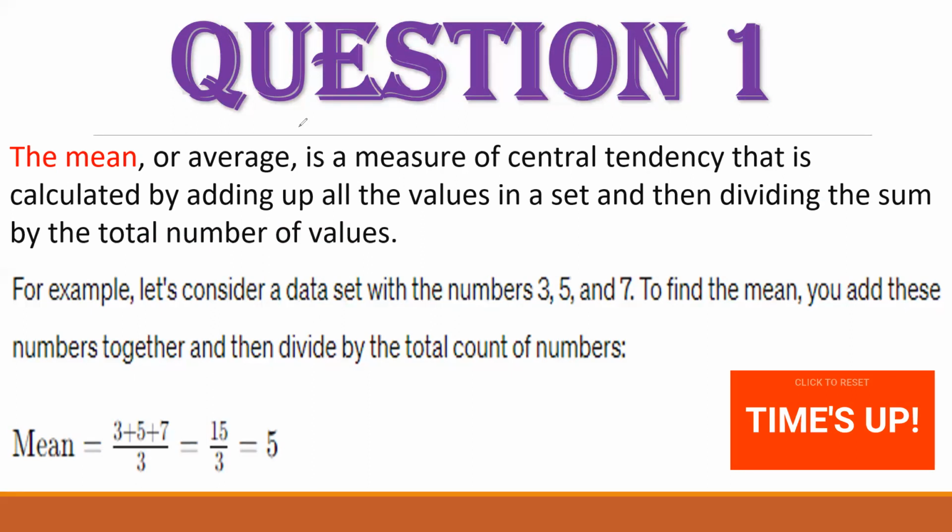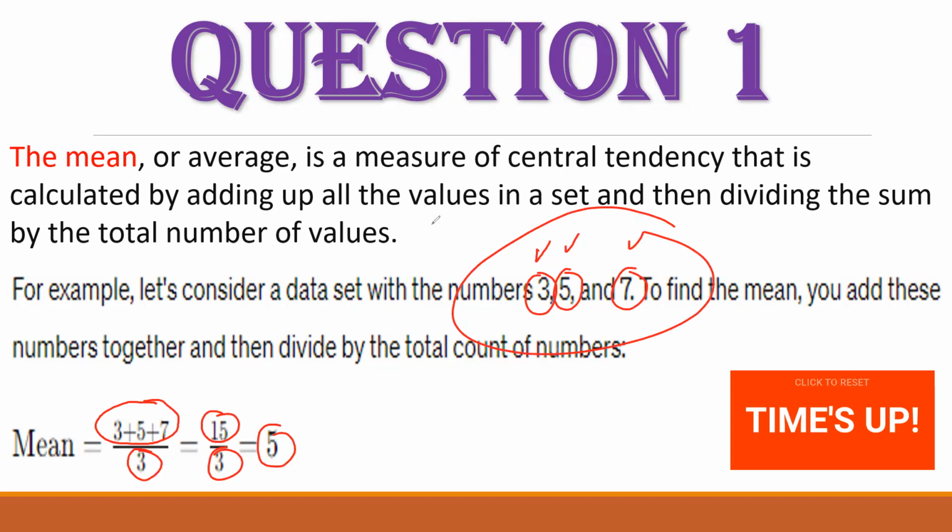They said we have this group. First of all, we have 3, 5, and 7. How can I get the mean of these numbers? I add them all, 3 plus 5 plus 7, over 3. How many numbers do I have? 1, 2, and 3. So I have 3 numbers. I add them and divide by 3. 15 over 3 is equal to 5. So the mean of this group of numbers is 5.